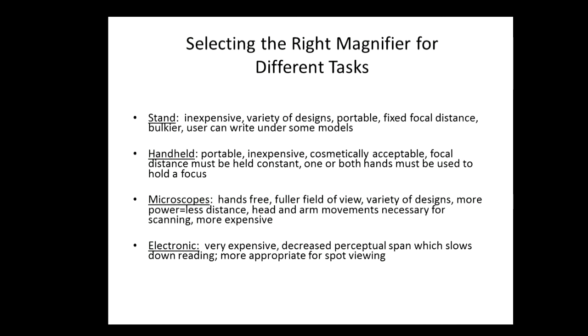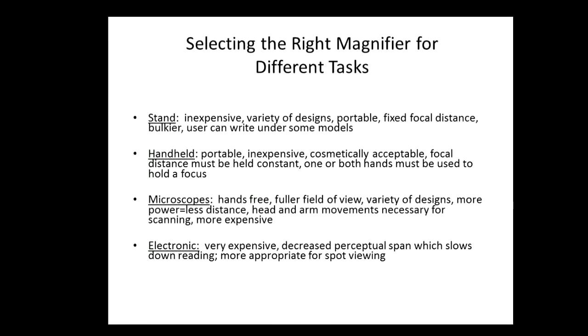Microscopes look like glasses with a special lens in one or both frames. The user's hands are free to hold material close, and head and arm movements are engaged when scanning. The more powerful the lens, the closer the material must be to the lens. These tend to be a little more expensive than the other designs.